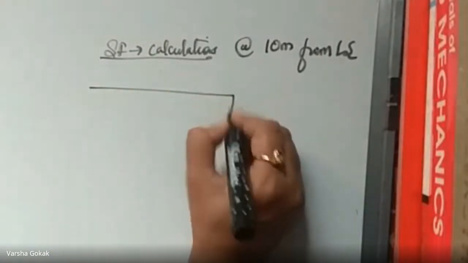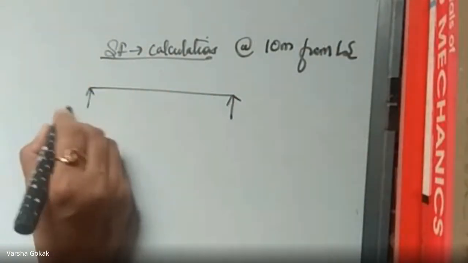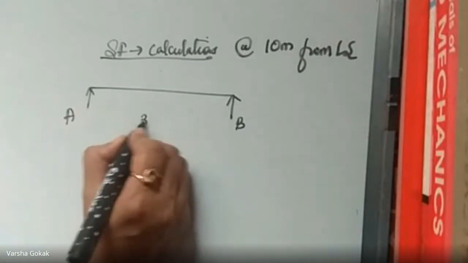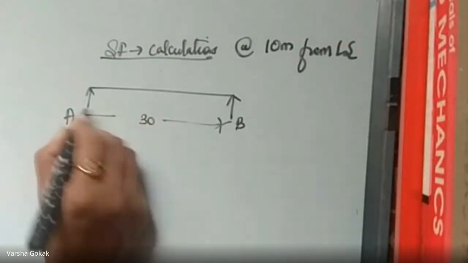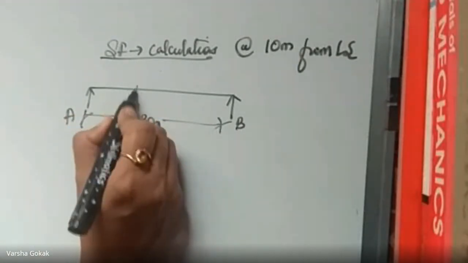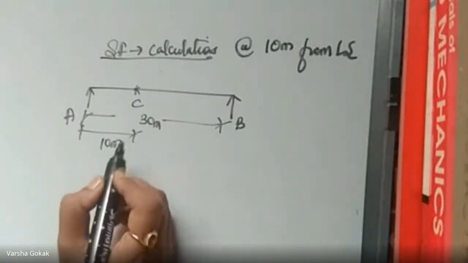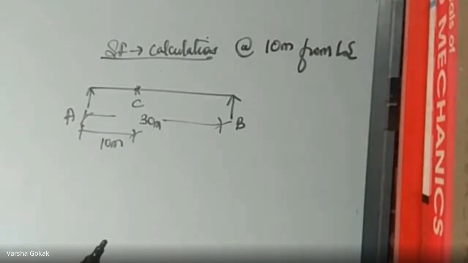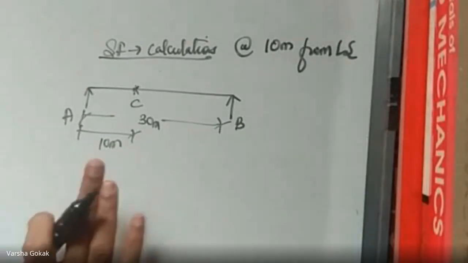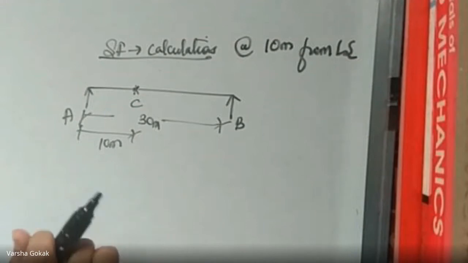This is your AB, which is 30 meters, the span is 30 meters. And here somewhere I have a point C, which is at 10 meters. And I have to find the shear force at this spot. Now, how do we place the loading to get the shear force?